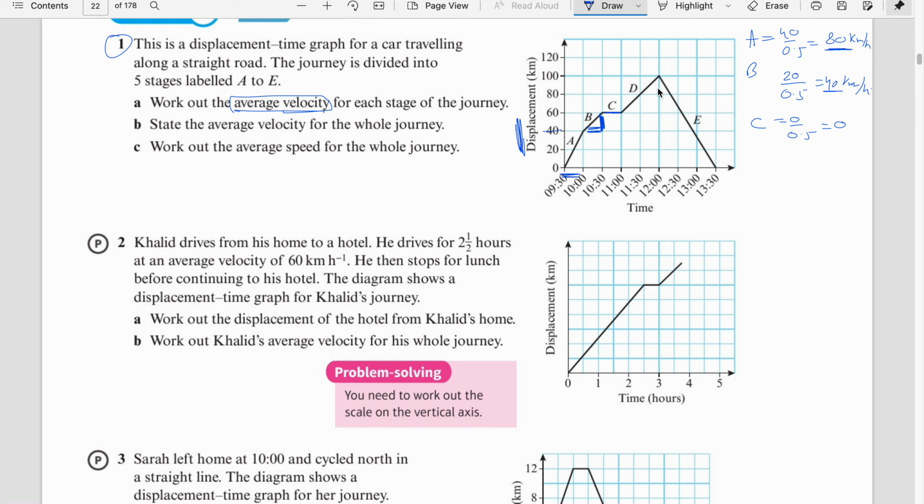When we talk about D, these two boxes, they represent 40 kilometers in 1 hour, so the speed is 40 kilometers per hour. And if you compare B and D, we can also see that the gradient is same. Rise over run is 1 unit 1, 1 unit 1, 1 unit 1. In E part, displacement is actually decreasing, and that is negative 100 divided by 1.5 hour.